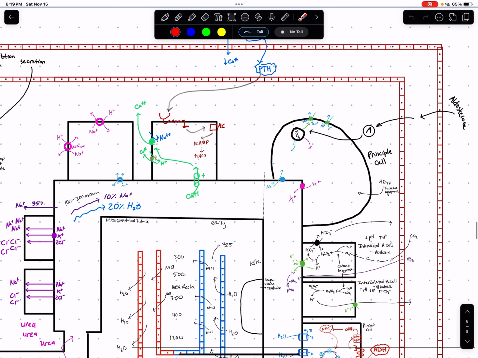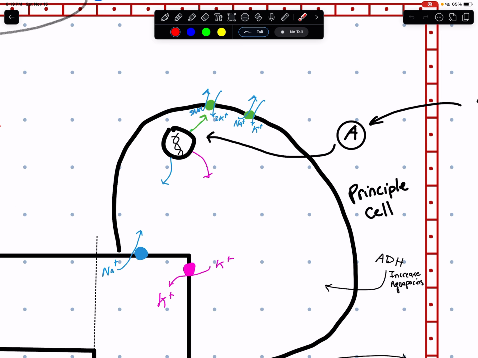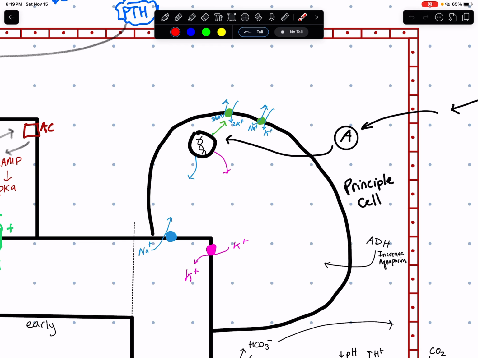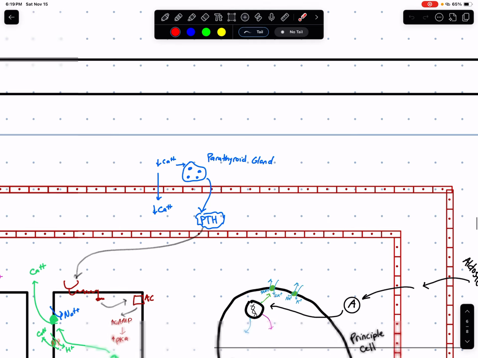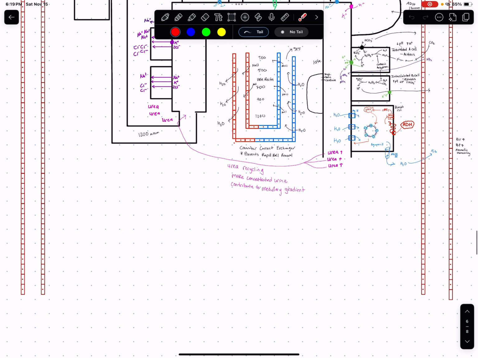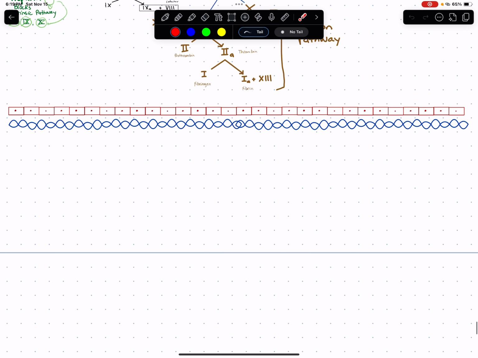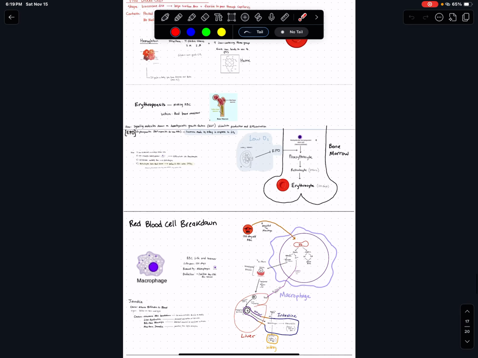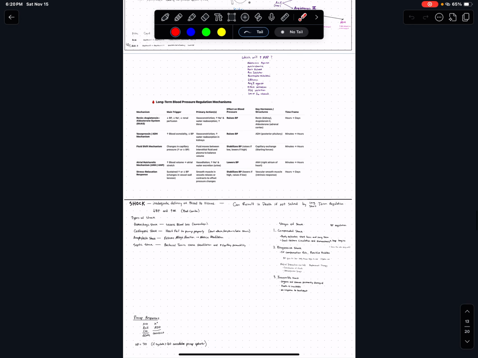So aldosterone goes in and can activate some cells to let more sodium and potassium into the bloodstream, also to maintain some more water. So the aldosterone and the ADH, if you remember from our last unit, had a lot to do with the RAAS system. And let me pull up a diagram of the RAAS system here.